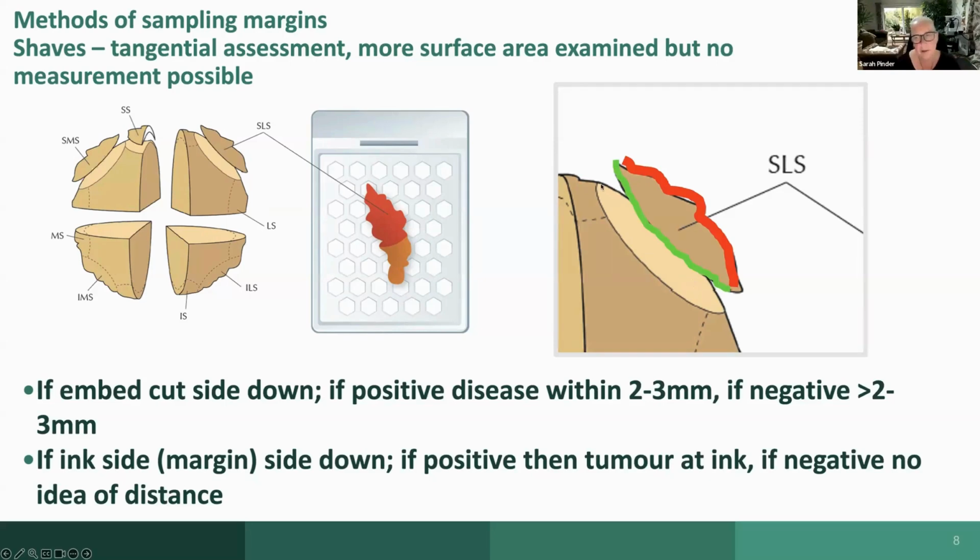which means that we will have a nice flat surface. We will be able to tell you whether the disease is within 2 to 3 millimeters if it's positive. But if it's negative, we can't tell you anything at all. The other way that we can handle those is to put the ink side down. If we do that and it's positive, even once we've trimmed in to make a nice flat surface, we can say, do matte ink. If it's negative, again, we can't tell you anything at all about the distance of the disease to the margins.